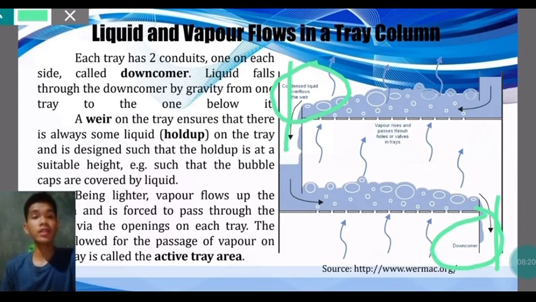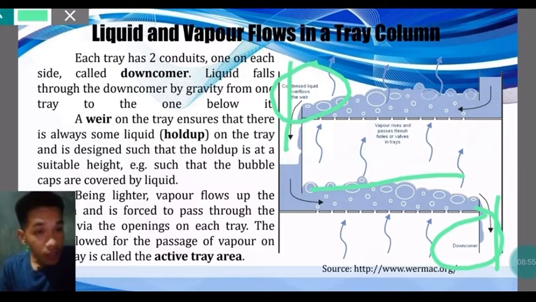A weir on the tray ensures that there is always some liquid or hold up on the tray, and it is designed such that the hold up is at a suitable height, for example, such that the bubble caps are covered by liquid. Being lighter, vapor flows up the column and it is forced to pass the liquid by the openings on each tray. The area allowed for the passage of vapor on each tray is called the active tray area. Here is the active tray area.